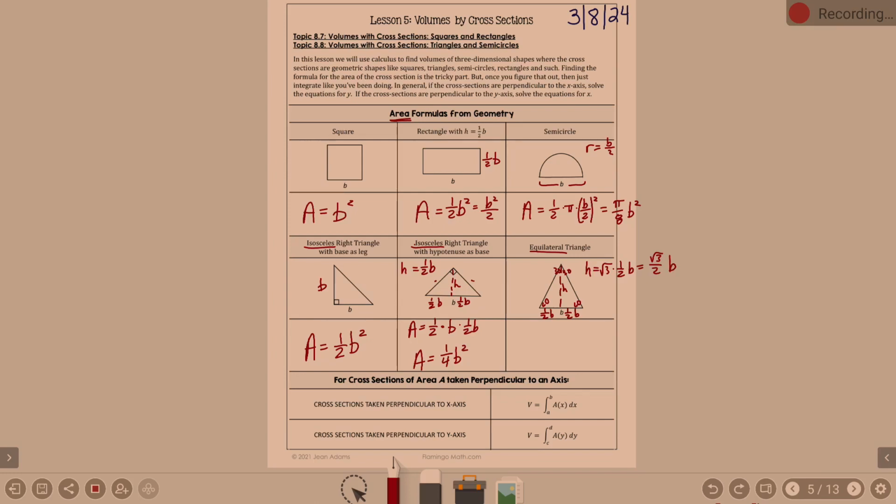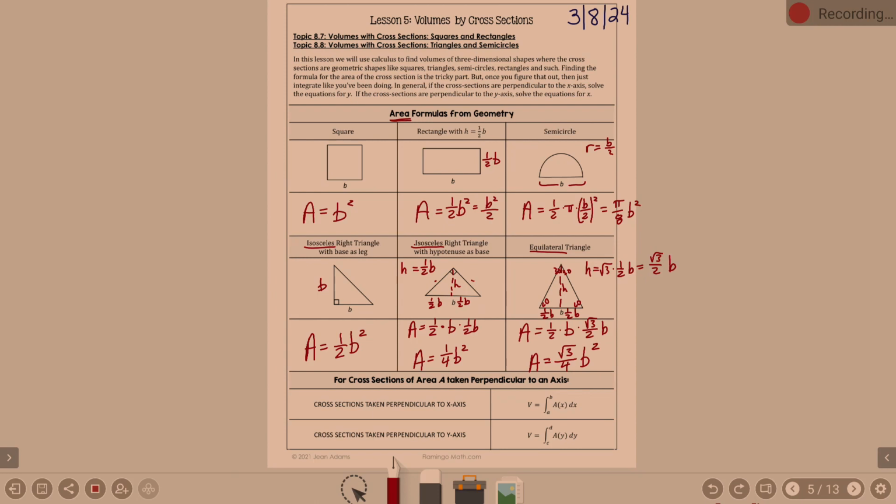So now, area of a triangle, 1/2 times the original base, which is b, times the height we just decided to be square root of 3 over 2 times b. Put it all together. Square root of 3 over 4 times b squared.